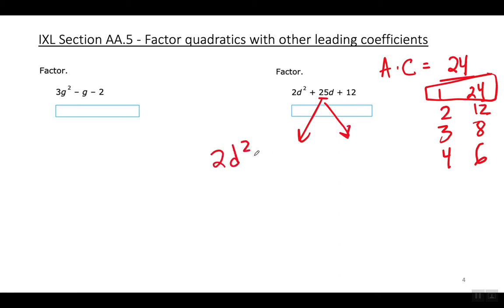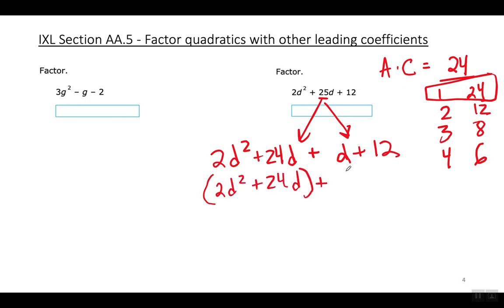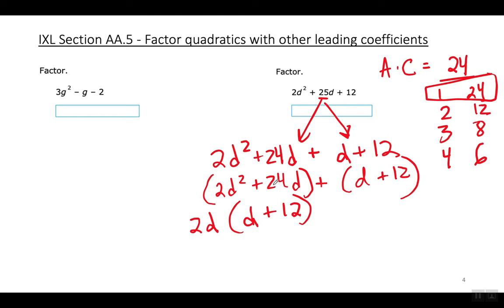2d squared plus 24d plus 1d. I'll just write d, but there's an invisible 1 there. Plus 12. Okay, now let's factor by grouping. All right, so the greatest common factor in this group is 2d, which I multiply times d plus 12 to get the original binomial. All right, here the only greatest common factor they have is 1.